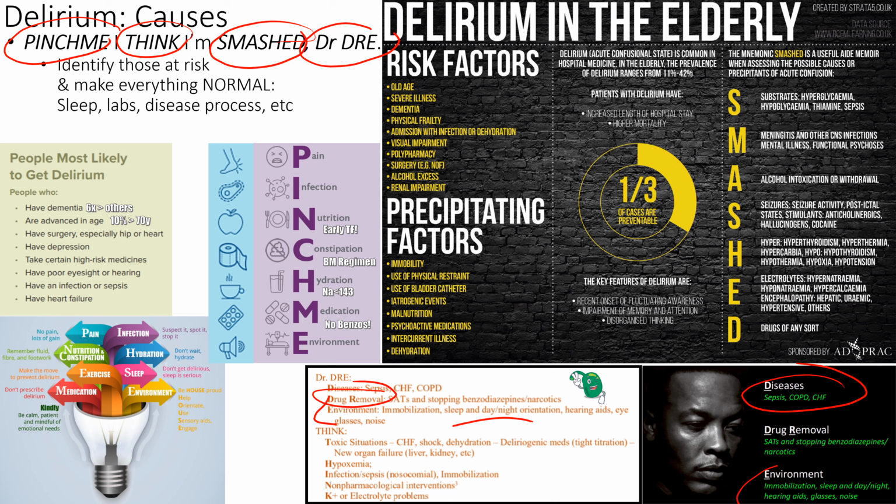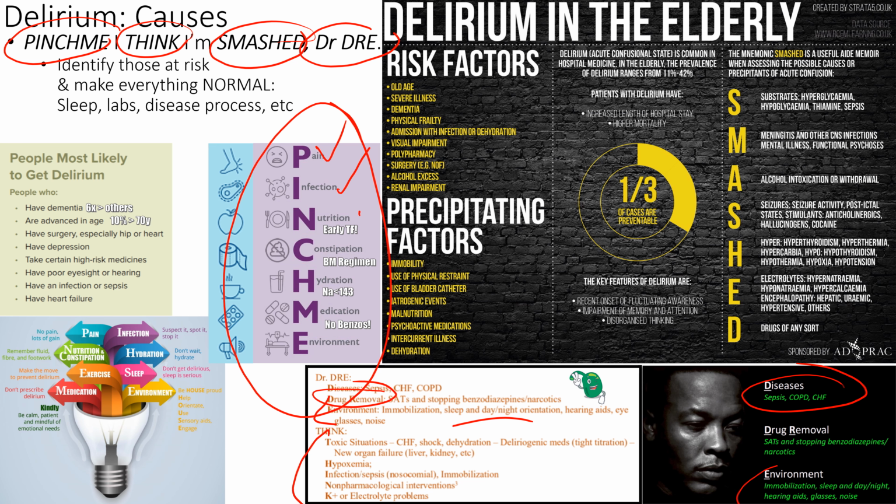And then also there are toxic situations. Their CHF is getting worse. They get more hypoxic because something physiologic is going wrong. So we take a look at the labs, like, oh, look at that, sodium went from 140 to 146. So that could be a reason why they're getting more delirious, right? And PINCH ME is a way to think about it. You've got pain, the infection's getting worse, especially in the elderly.